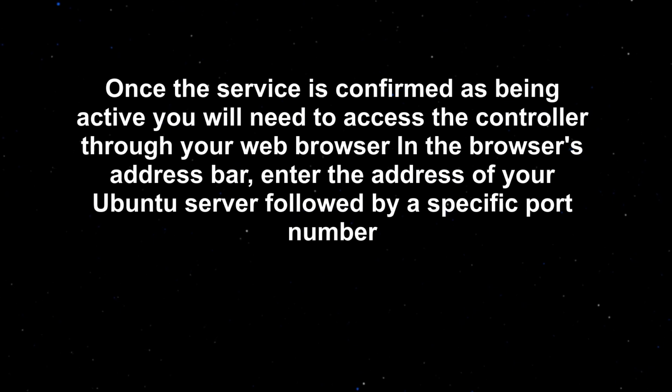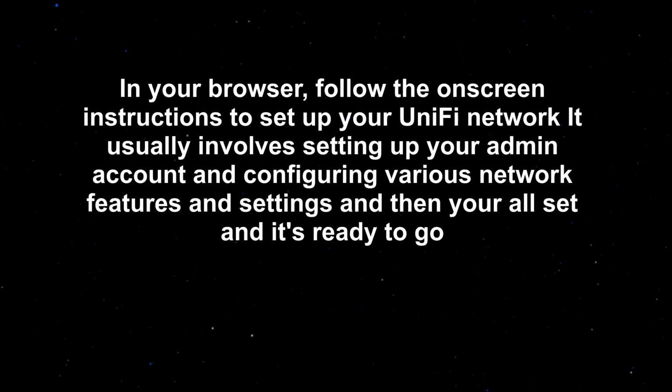In the browser's address bar, enter the address of your Ubuntu server followed by a specific port number. In your browser, follow the on-screen instructions to set up your UniFi network. It usually involves setting up your admin account and configuring various network features and settings, and then you're all set and it's ready to go.